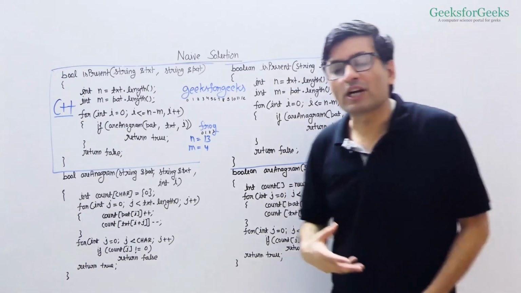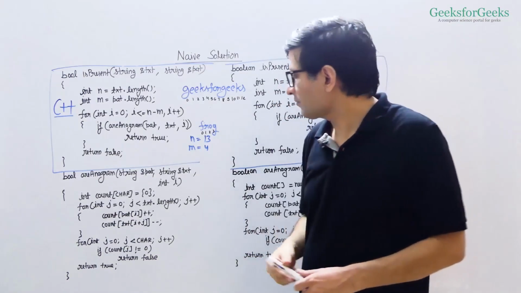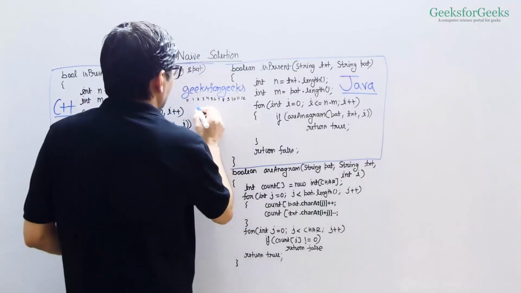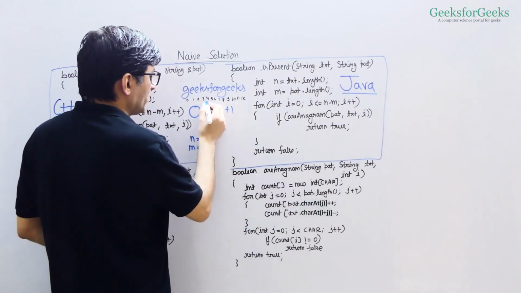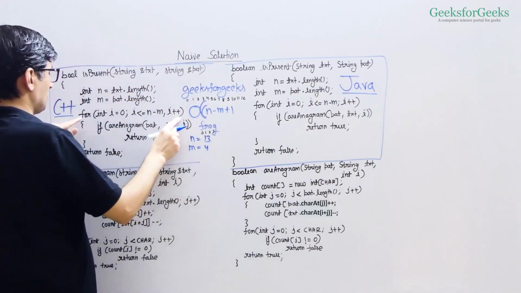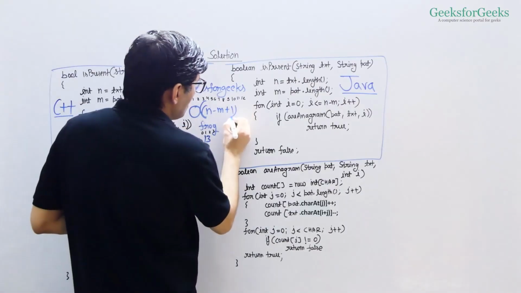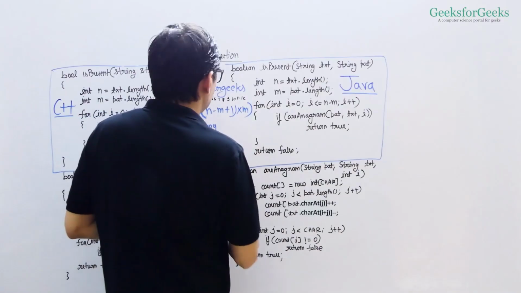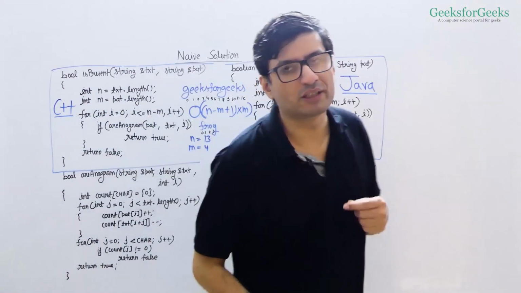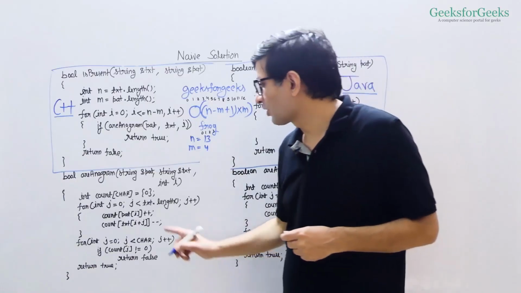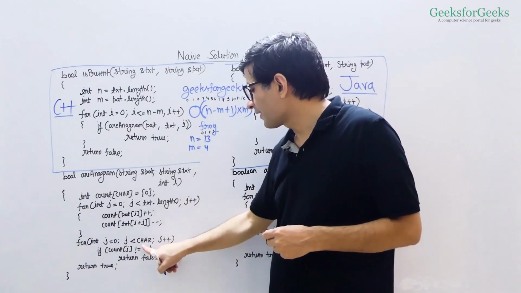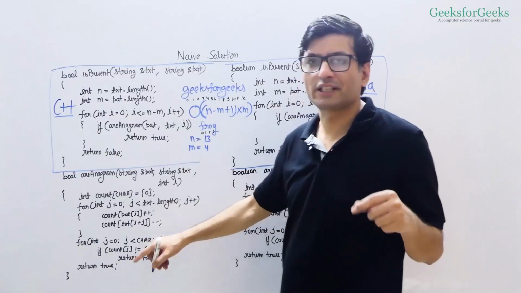Now let's talk about the time complexity of this solution. This solution clearly requires big O of (n minus m plus 1) times m, where m is the length of the pattern. These many times this loop will run in the worst case, times m. This is the time required by the solution. I am assuming that the alphabet size is constant, so I am not counting this CHAR in my computations. CHAR is 256 here.